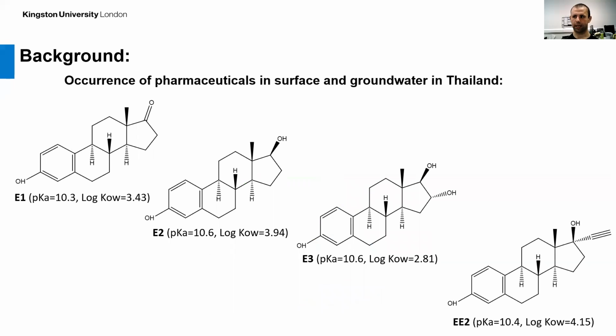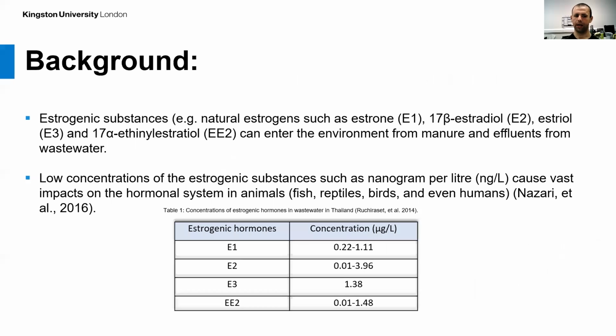Occurrence of pharmaceutics in surface and groundwater in Thailand. A recent publication has shown that there are 4 main female hormones that have been detected in surface and groundwater in Thailand. 3 of them are natural female hormones, E1, E2, and E3, and the 4th one is a synthetic female hormone named EE2.